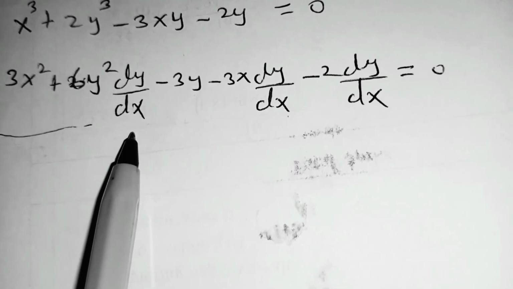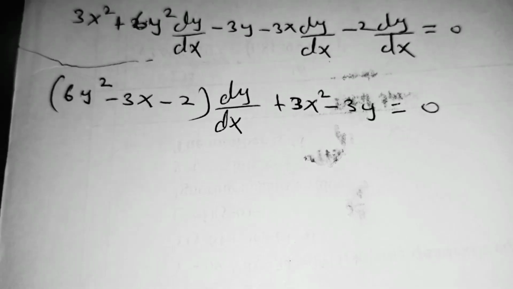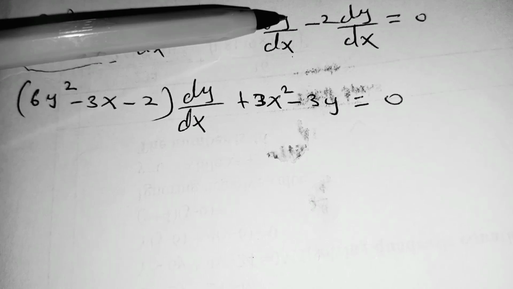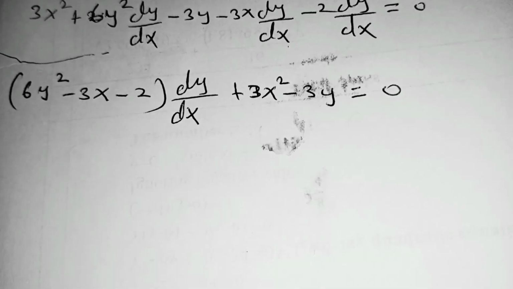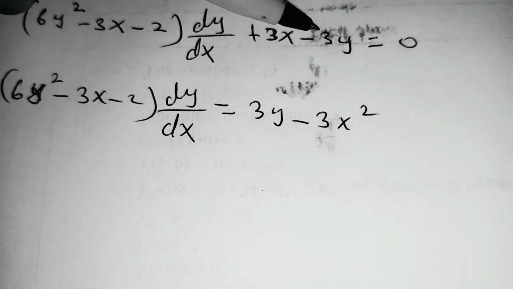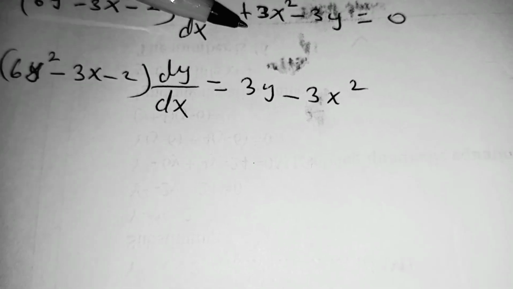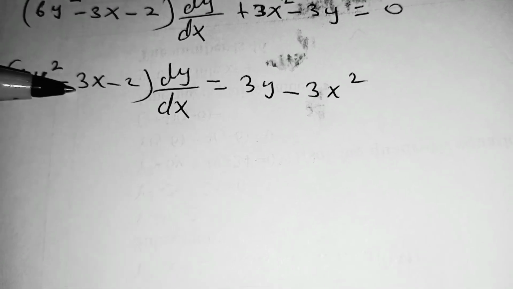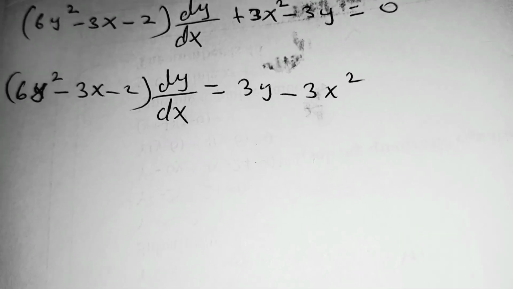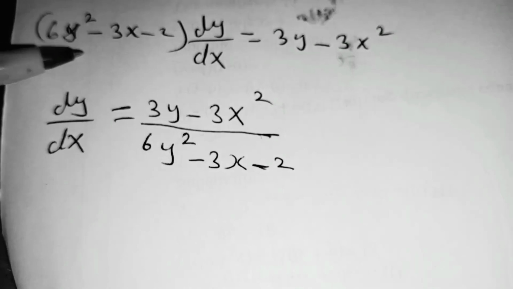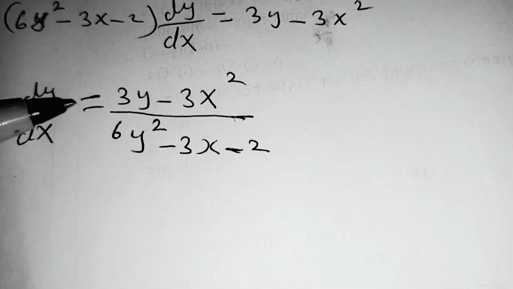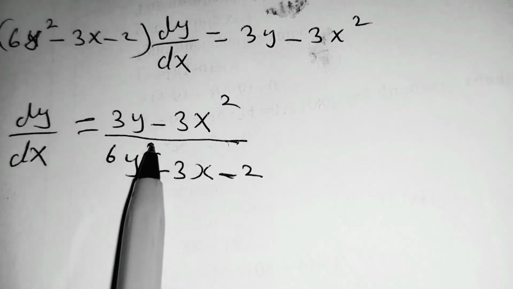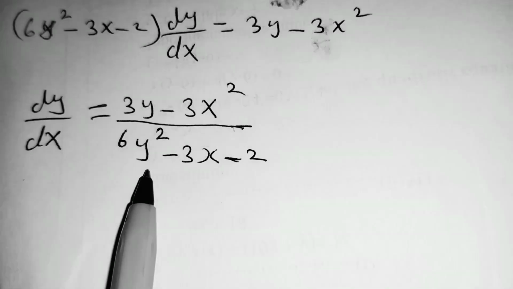Then we factor the terms with dy/dx. So when we factorize dy/dx, we shall be left with 6y squared here, negative 3x here, and negative 2 here. Then we take this part to the right hand side, so this negative will become positive, so we shall have positive 3y minus 3x squared. Then from there, we divide by 6y squared minus 3x minus 2. So dividing both sides by 6y squared minus 3x minus 2, we shall be left with dy/dx equal to 3y minus 3x squared divided by 6y squared minus 3x minus 2.